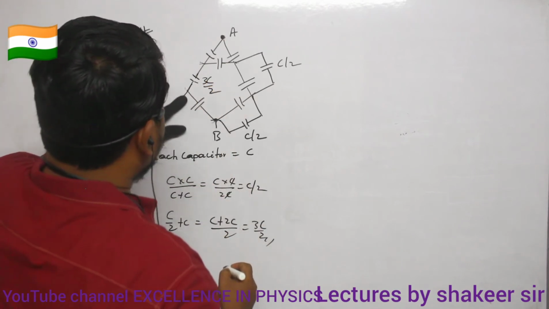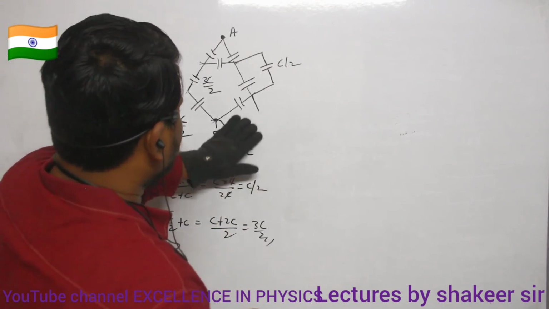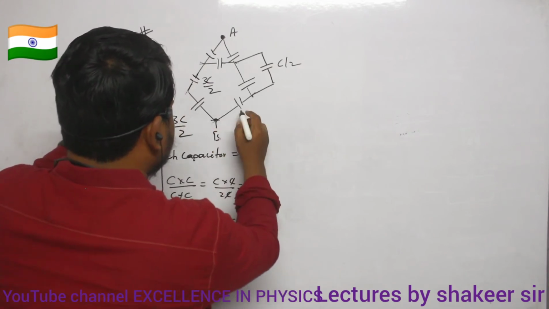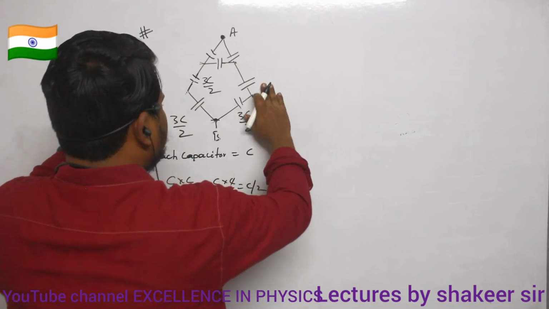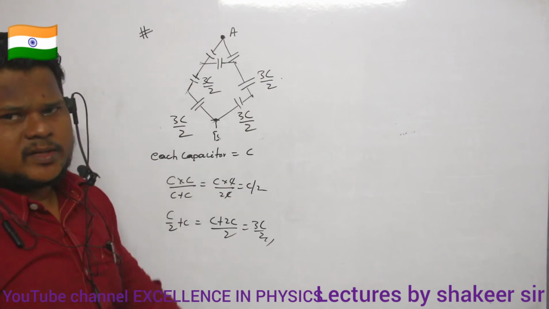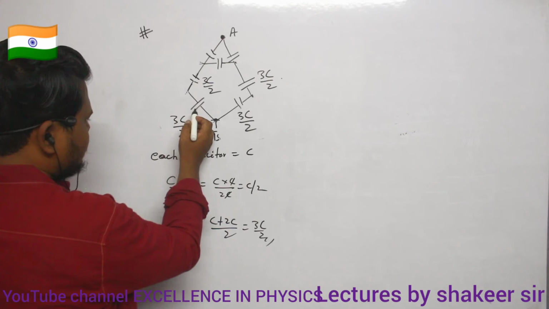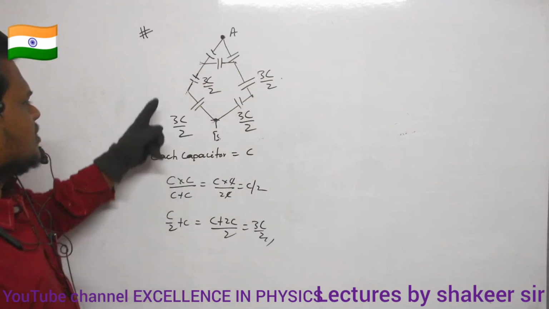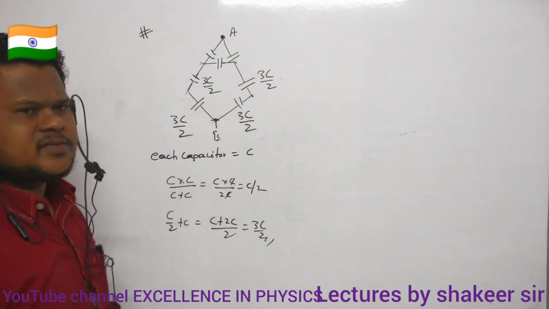Similarly, instead of this branch, clear, ma? This one I will name as 3C divided by 2. Similarly, instead of this branch, I will name this one as 3C divided by 2, and again this one 3C divided by 2. Okay. So I got the circuit up to here. So 3C by 2, this is also 3C by 2, 3C by 2, this is also 3C divided by 2. Okay, ma? So 3C divided by 2 and 3C divided by 2, again they are connected in series connection.